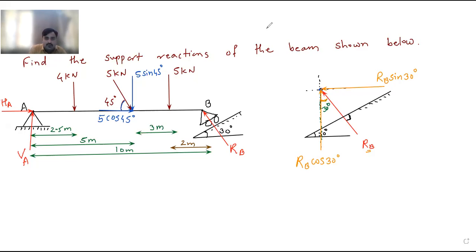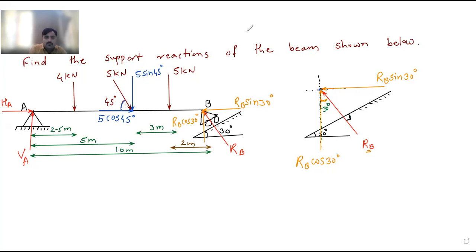Now that resolution I will show over here in this main diagram. So this is our RB, which is parallel to Y. This is the reaction RB parallel to Y, and here it is parallel to X. So this is our RB sin 30. I have shown it in the bigger diagram, you can refer to that. And here it will be RB cos 30.